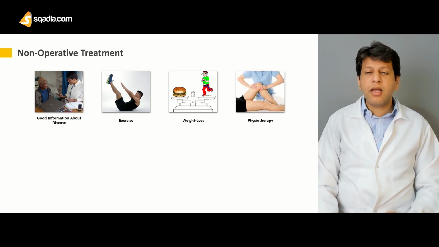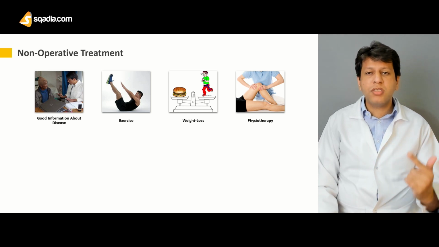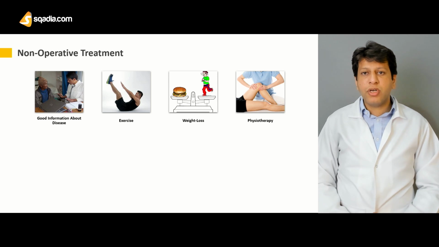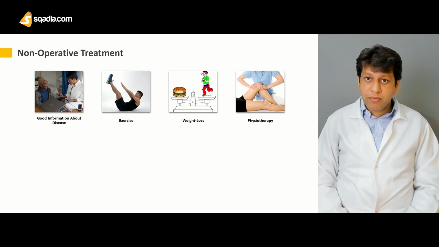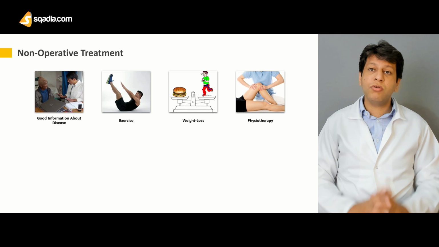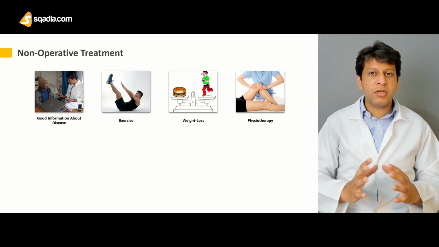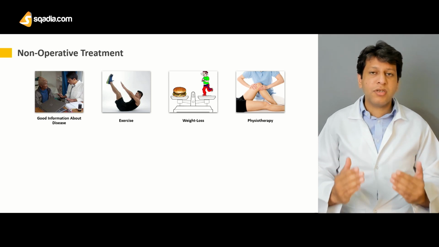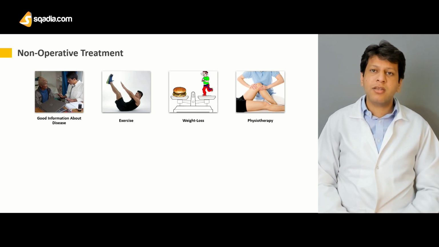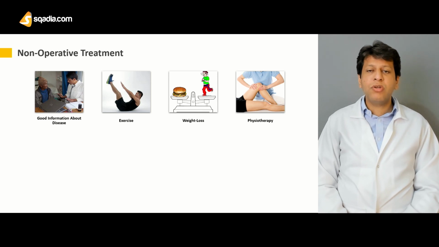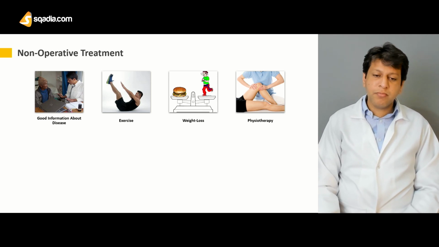Then comes exercise, physiotherapy, and weight loss. All these are interlinked. And for the patient to be motivated enough to reduce weight, to get proper physiotherapy and exercise, you need to counsel the patient properly. Unless the patient is properly counseled and told about the disease, the patient will be less likely to participate in the exercise, physiotherapy, and weight loss regimen, and this will eventually lead to failure of the conservative therapy.